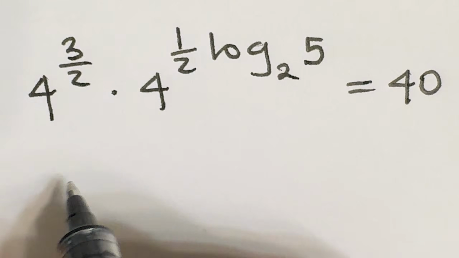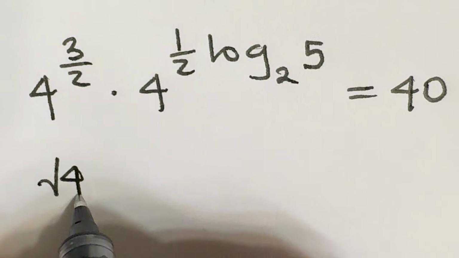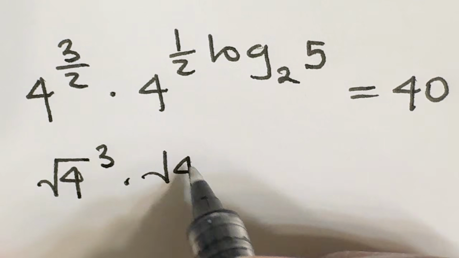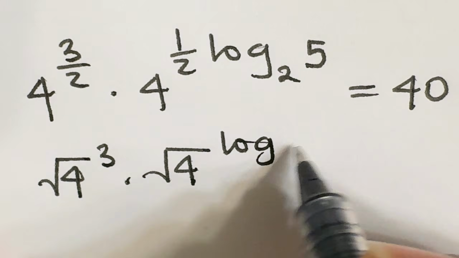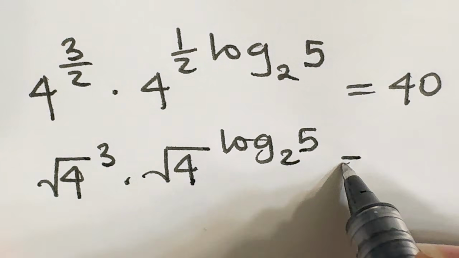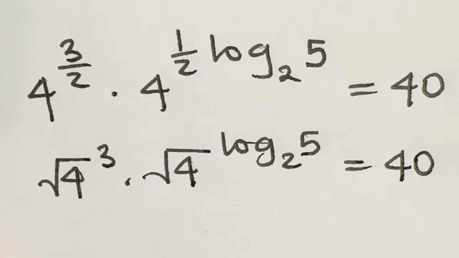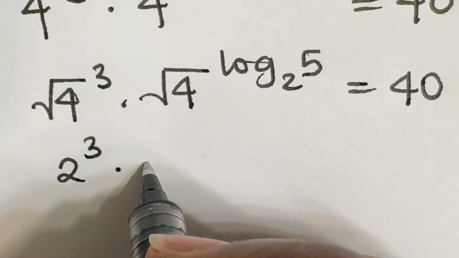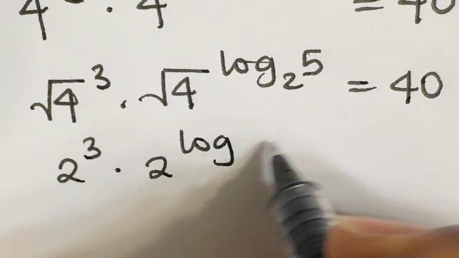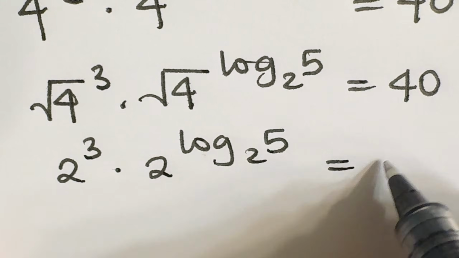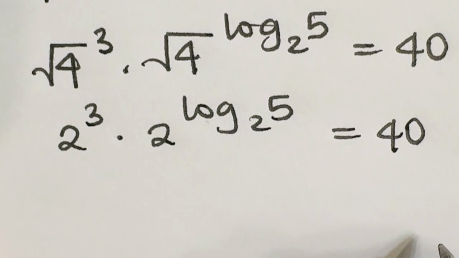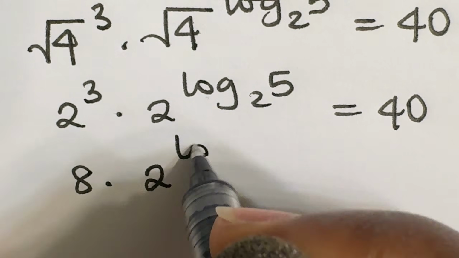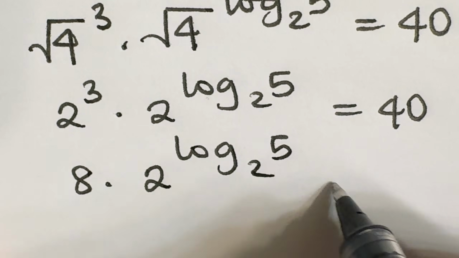4 raised to power 3 over 2 will give us square root of 4 raised to power 3. Here also we have square root of 4, then raised to power log 5 base 2 is equal to 40. This will give us 2 raised to power 3. This will give us 2 raised to power log 5 base 2 to give us 40. This is 8. This remains the same, 2 raised to power log 5 base 2 to give us 40.